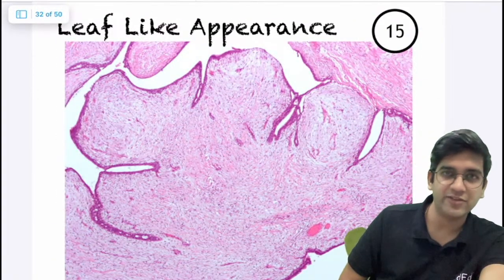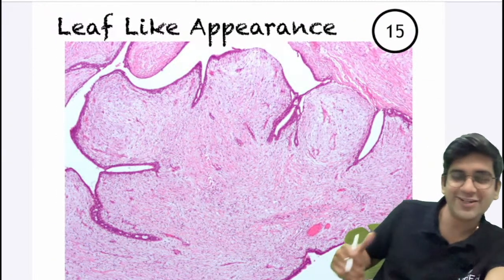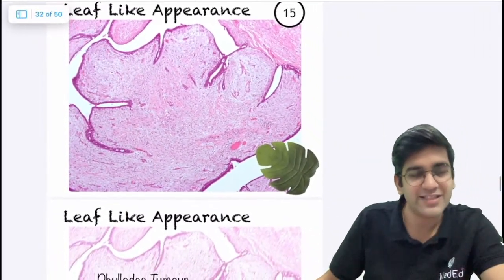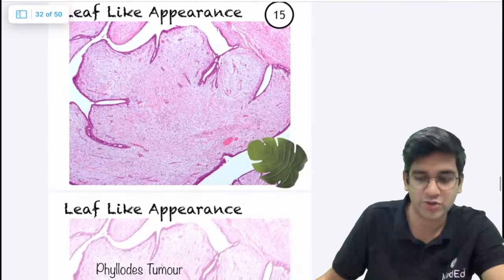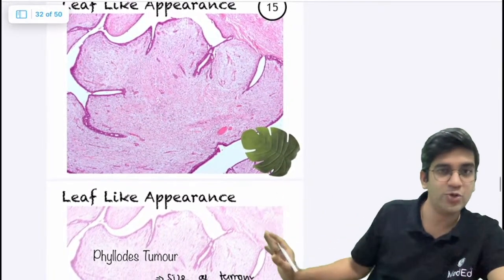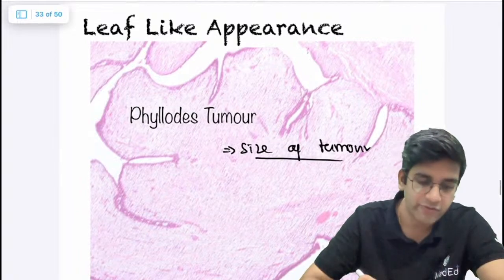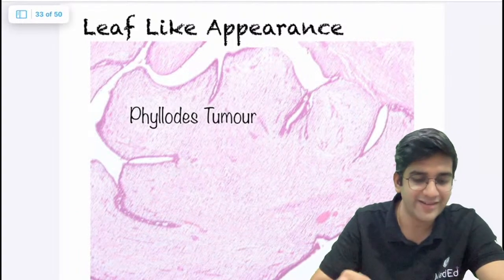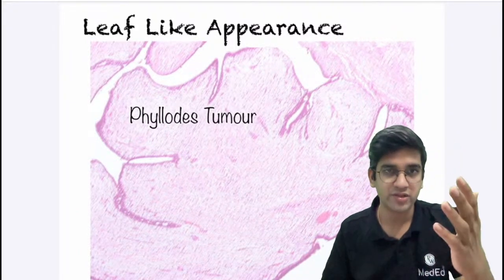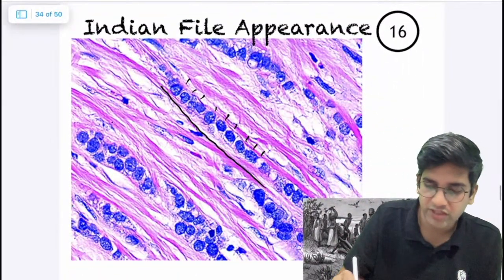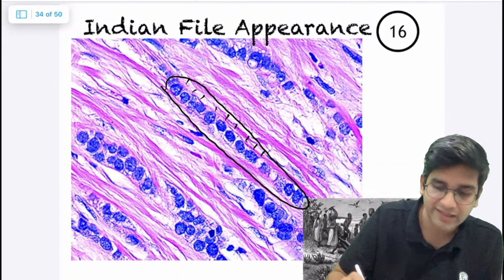It exactly looks like a leaf. The only problem with this is once I remove the leaf, no, it will not look like a leaf. Okay, so leaf-like appearance. Leaf-like appearance is classically seen in Phyllodes tumor, right? It looks like a leaf when you have a leaf next to it, right? It's seen classically in Phyllodes. Phyllodes, always the diagnosis should be clinical. A huge tumor in the breast, think of Phyllodes, fine. Okay. Indian file pattern. You see a tumor, it looking like red Indian slaves.